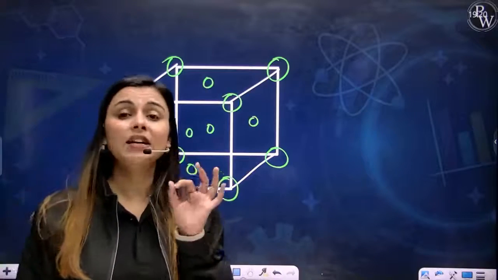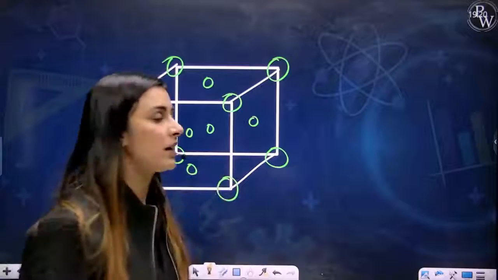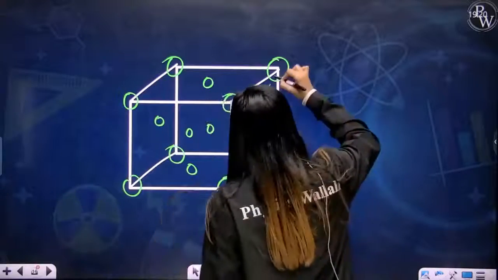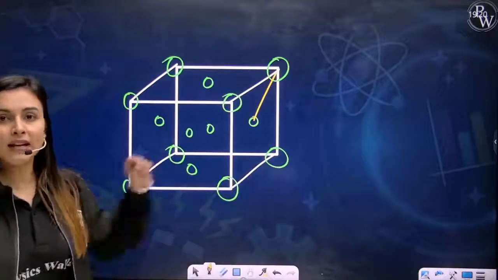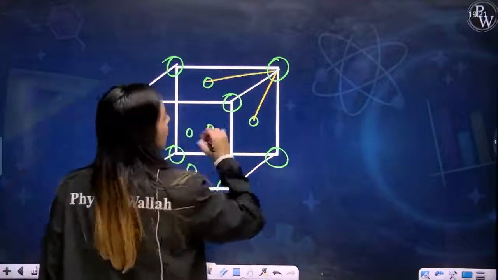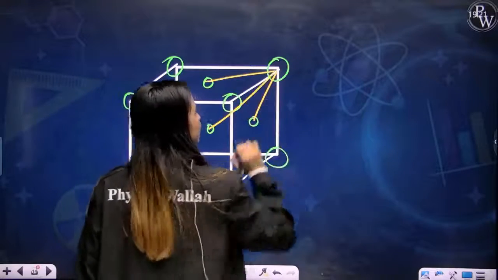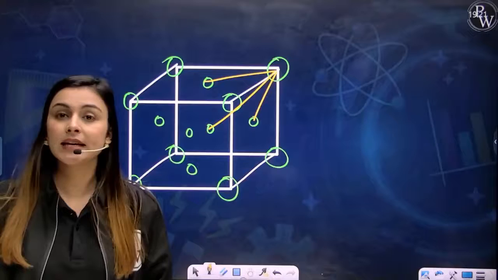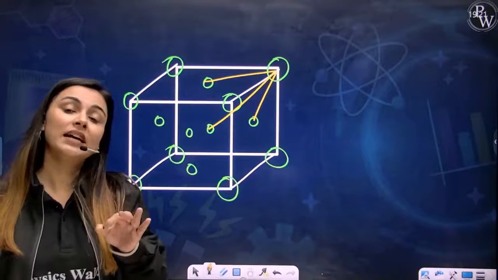They are in direct contact along the face diagonal. So I can say that this is the direct contact. So one here, and one, my dear students, this. I hope all of you can understand this. Yes. Now try to understand the coordination number.